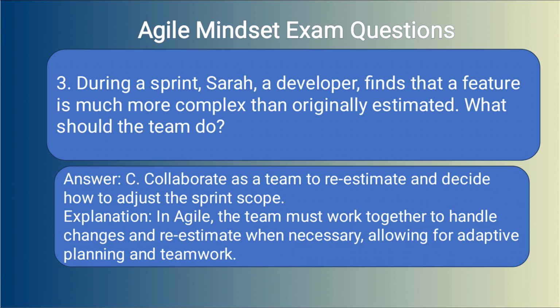Answer: C. Collaborate as a team to re-estimate and decide how to adjust the sprint scope. Explanation: in Agile, the team must work together to handle changes and re-estimate when necessary, allowing for adaptive planning and teamwork.